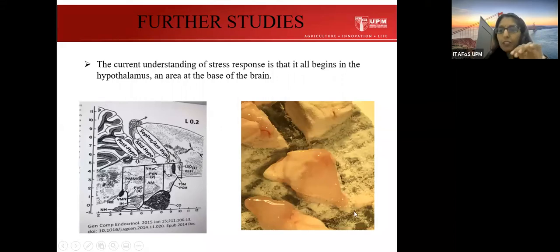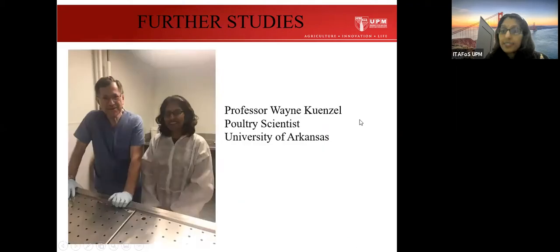And we don't have much of a diagram of the chicken brain, but I saw this in one of the books in the library. So I captured this picture here of the hypothalamus from the chicken brain. And this is Professor Quenzel. He's the one who taught me how to do the extraction. He has done extensive studies, not on stress, but on brain hippocampus and so on.